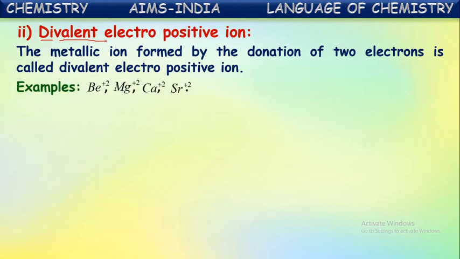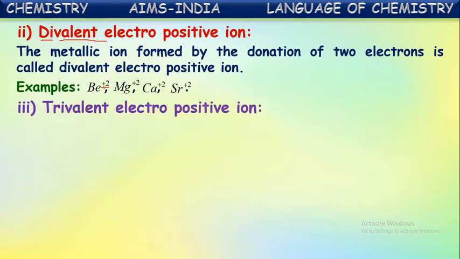For example, beryllium plus 2, Mg plus 2, Ca plus 2, strontium plus 2. We observe these all are having positive charge 2. That means they lost 2 electrons. They attained this positive charge by losing 2 electrons in each. So these are called divalent, two valency, electropositive ions. Divalent cations also they can be called.